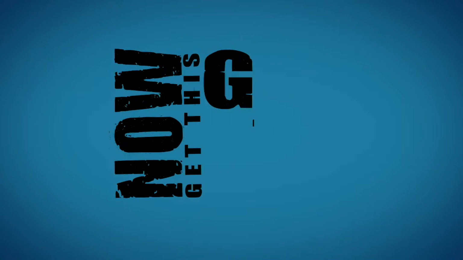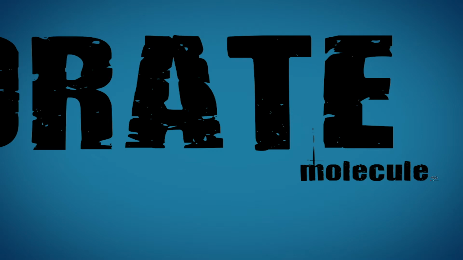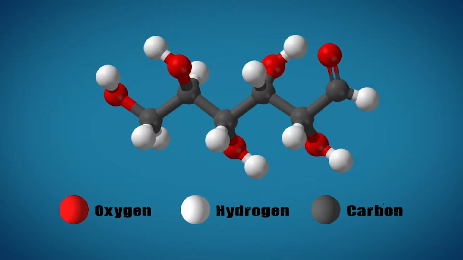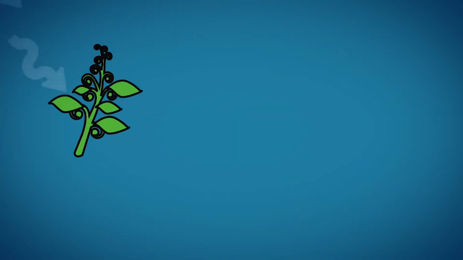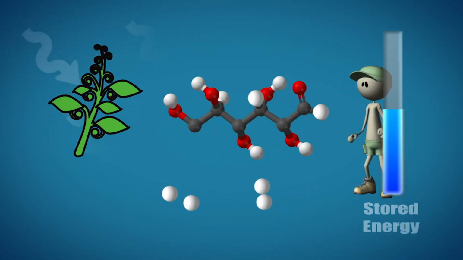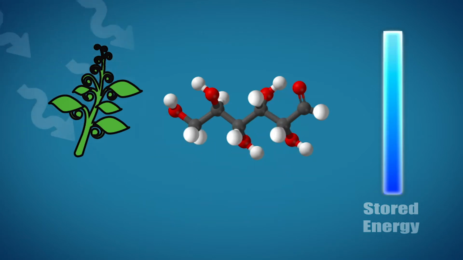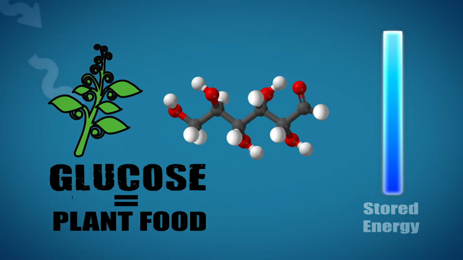Now get this. Glucose is a type of organic compound called a carbohydrate. It contains the elements oxygen, hydrogen, and carbon. Remember the solar energy a plant absorbs? Well, much of the energy is eventually stored right there as chemical energy in the bonds of glucose molecules. And glucose is plant food.